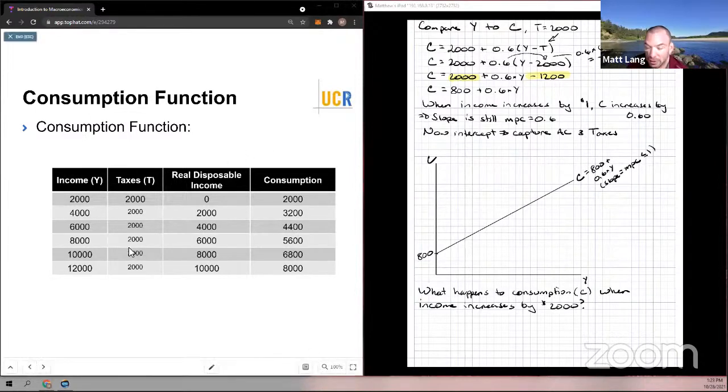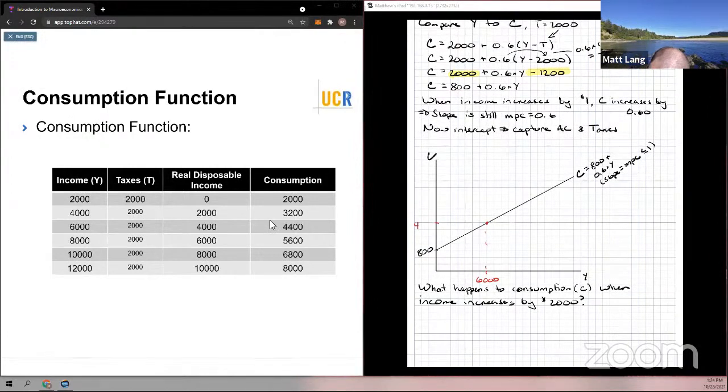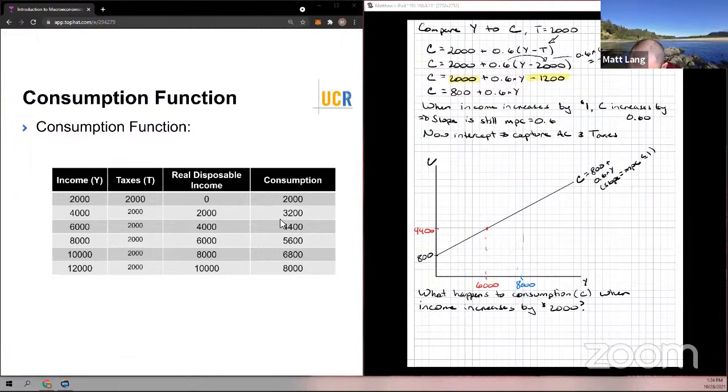So we got the table up here. Let's imagine that we start, and I'm going to put this in red here, at an income of 6,000. We know just by looking at the table that this is going to give us a consumption amount of 4,400. Then, if we are increasing our income to 8,000, we know what's going to happen to consumption. We're going to go from 6,000 to 8,000 in our income, and then we're going to have our consumption go from 4,400 up to 5,600.